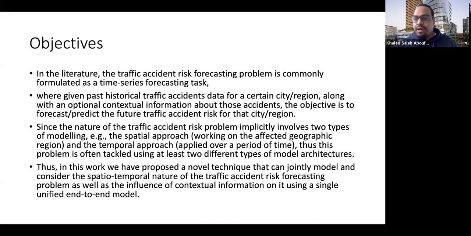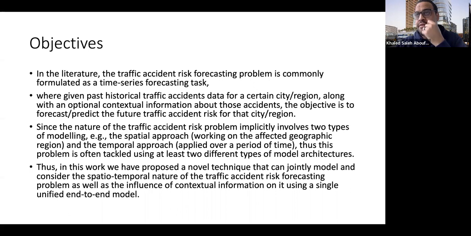There has been a number of works in the literature that try to use computational methods to tackle this problem. Usually in the literature, traffic accident risk forecasting is commonly formulated as a time series forecasting or prediction task. In this kind of formulation, you have the historical traffic accidents for a specific city or region bounded by some latitude and longitude. There could be some additional information other than the historical traffic accident records, such as contextual information around these accidents. And the task in this formulation is to predict the future traffic accident risk.